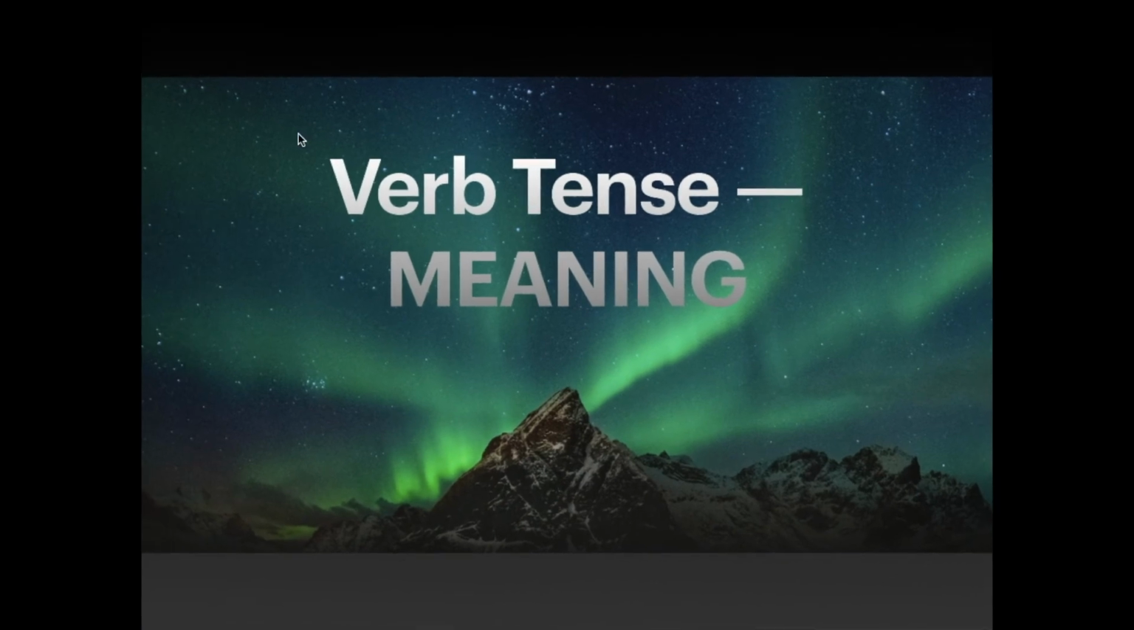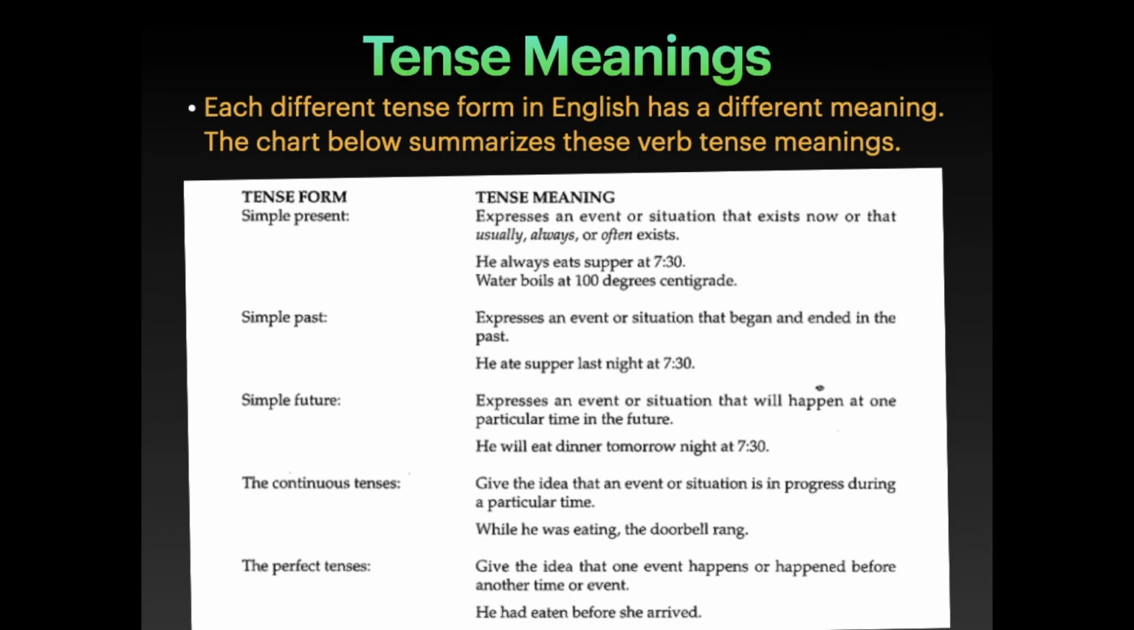Now we're going to talk about the verb tense meaning. So the tense meanings. Each different tense form in English has a different meaning. The chart below summarizes these verb tense meanings. So you can read this chart here. We use simple present for a situation that exists now. We use past for a situation that began and ended. Right? So these are all the uses for the tenses.